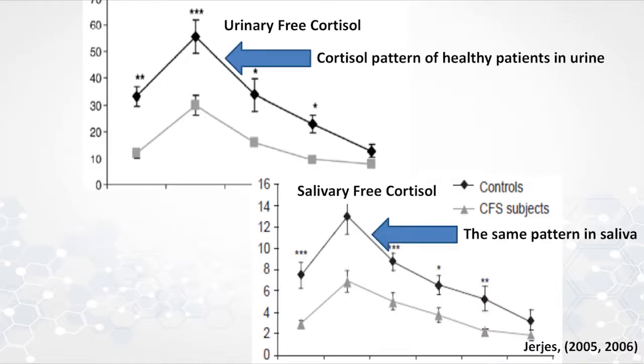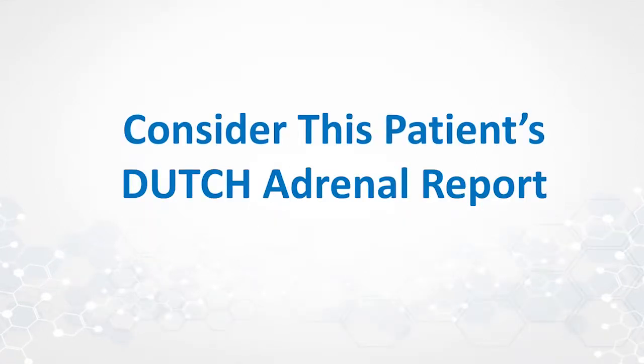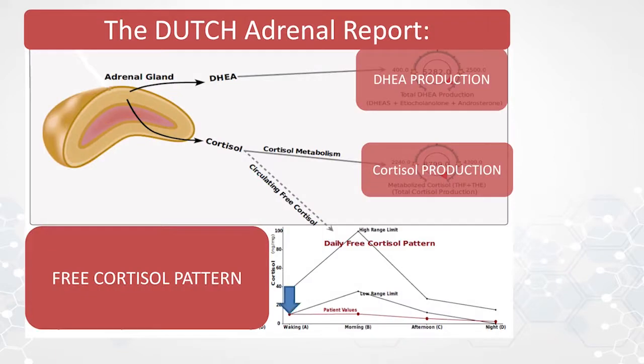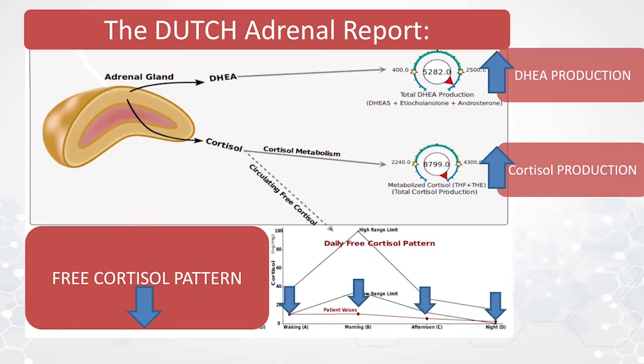What we find is that when you test urine at the right time points, you can get the same pattern of free cortisol. But we can add to that in ways that saliva testing just simply can't. If you look at a patient that has low free cortisol in saliva, they have a similar pattern in urine in that the pattern of free cortisol is low. But what we find is that about 40% of these patients that have low free cortisol actually present with elevated levels of cortisol metabolites, which means their cortisol production is relatively high.